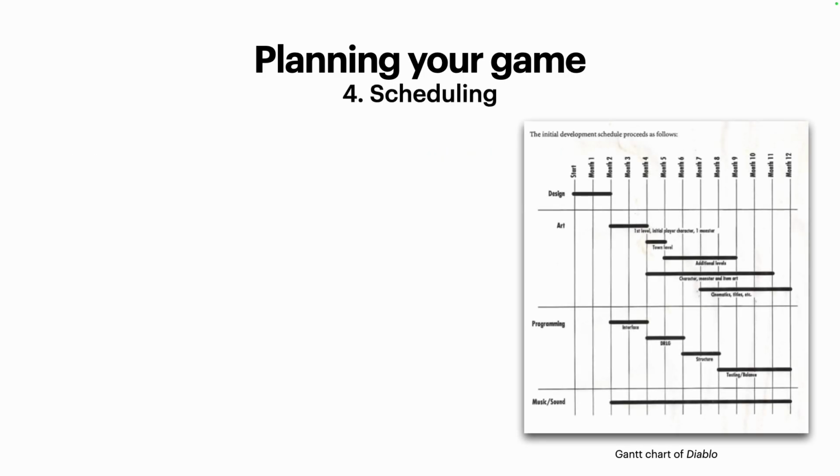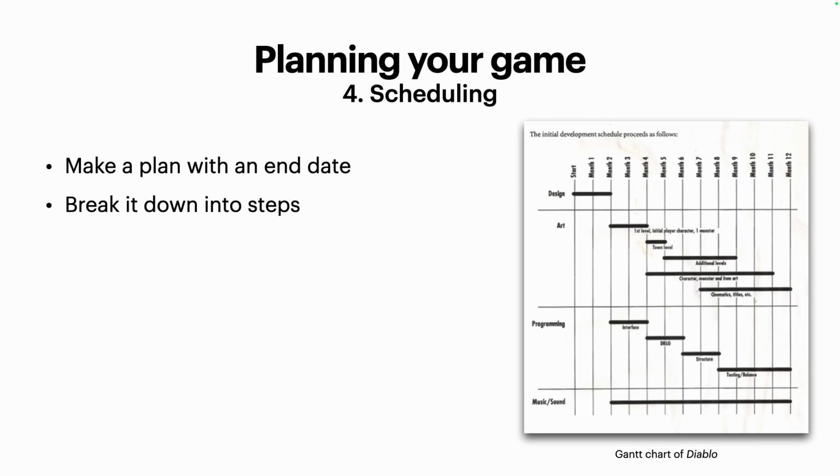Scheduling. This is the Gantt chart for Diablo. Make a plan with an end date. If you don't have an end date, you're probably not gonna finish your game in any reasonable amount of time. I've seen many times where people have been making their first game for 3 years. Don't do that. Keep it like 1 month, maybe 3.